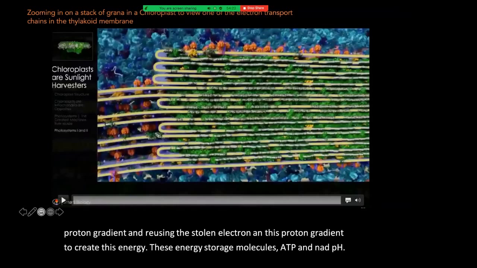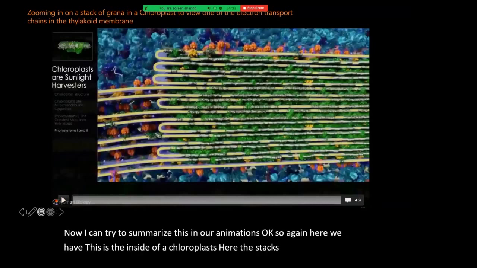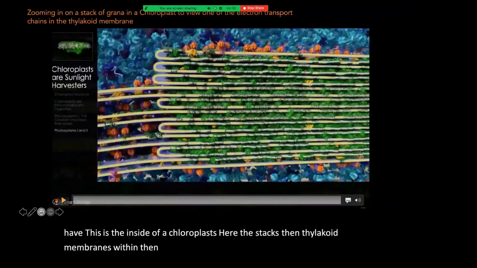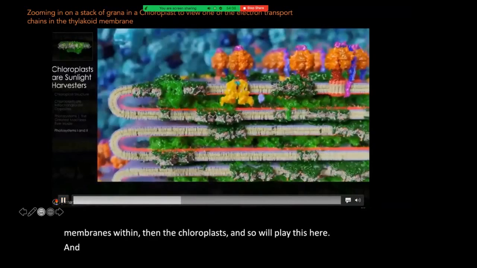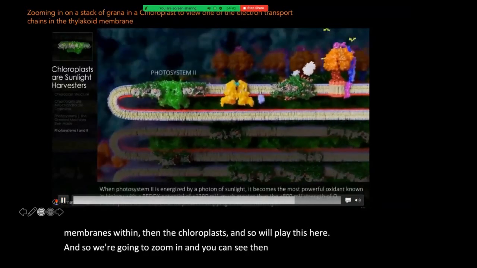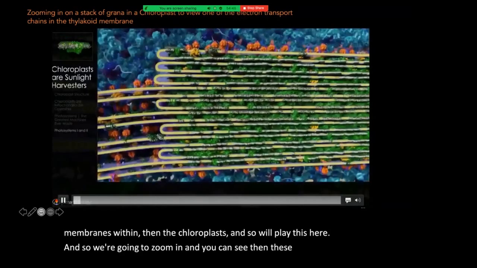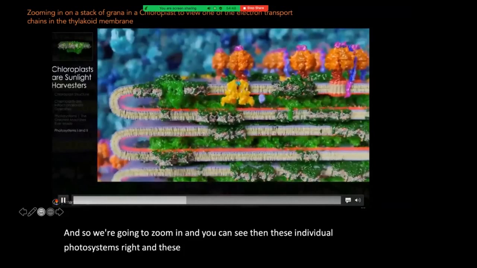Now, I can try to summarize this in our animations, okay? So again, here we have the inside of a chloroplast. Here are these stacks of thylakoid membranes within the chloroplast. And so we'll play this here. And so we're going to zoom in, and you can see these individual photosystems, right? And these photosystems are kind of linked, and you can even see ATP synthetase there, right?